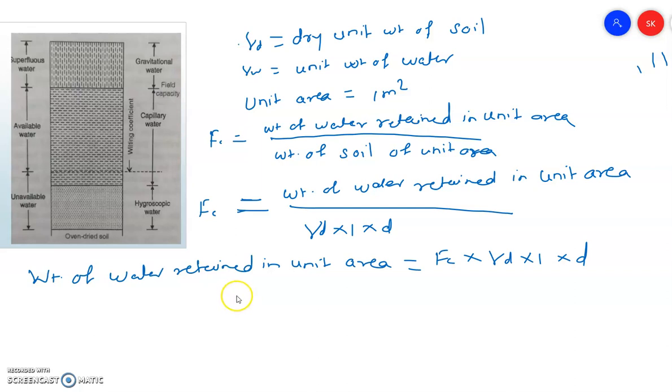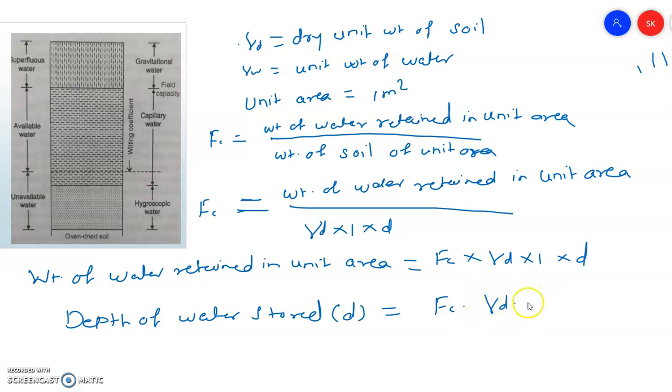Then how can we find the depth of water stored? I'll mention the depth of water stored as small d. How can we find the small d? That is equal to Fc into gamma d into d, divided by gamma w.